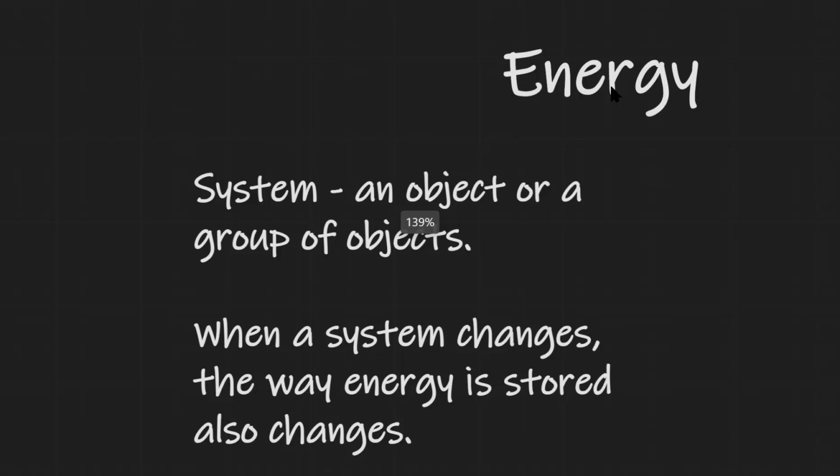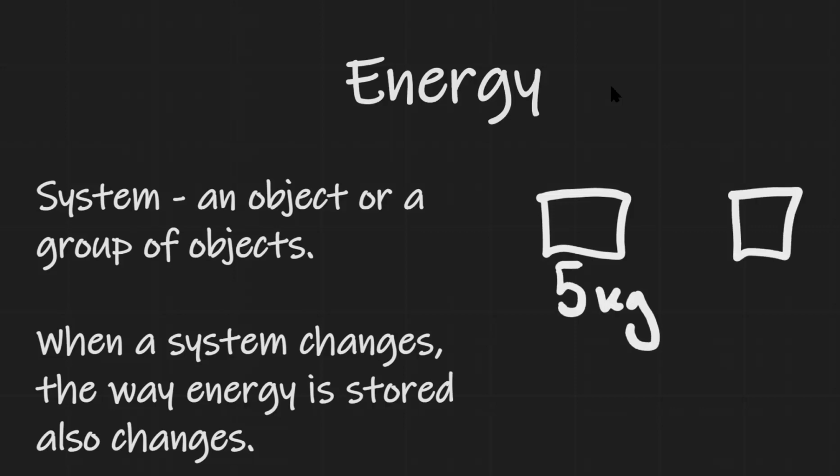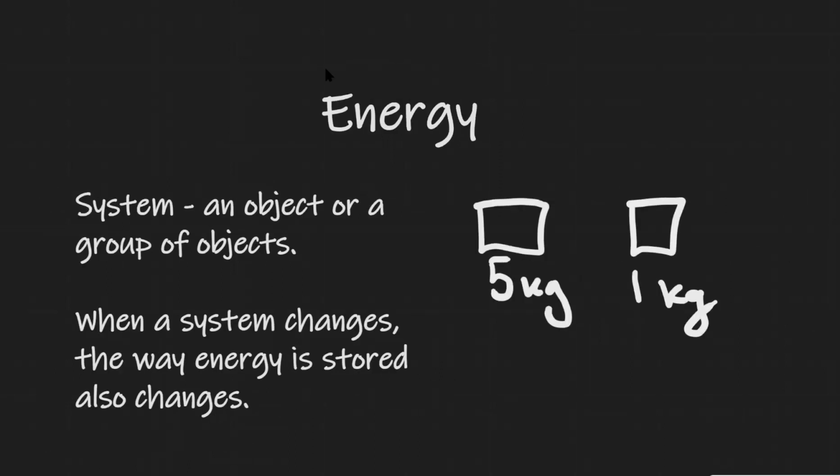Let's revise the whole topic of energy in GCSE Physics. First thing that we need to define is what is a system. Well, this is just one object or a group of objects. For instance, a system might be a couple of masses. Let's say this one here, which might be 5 kilograms, and then another one which is 1 kilogram. Essentially, whatever we're given in the question. One of them could be moving at, say, 5 meters per second, the other one might be at rest, etc.